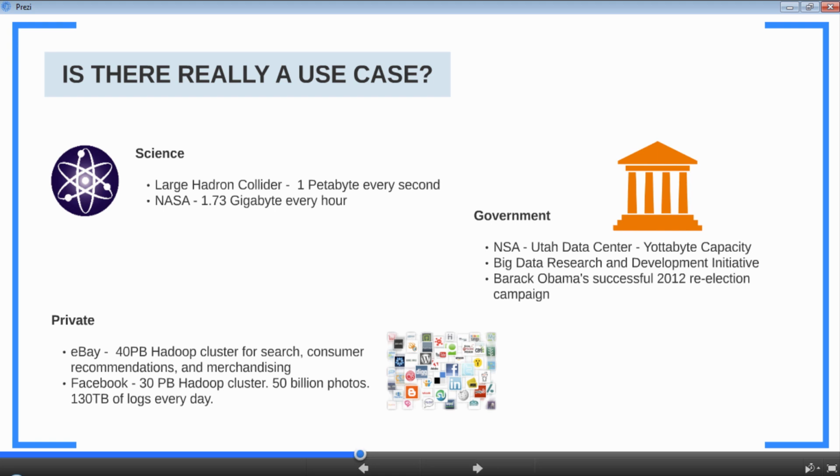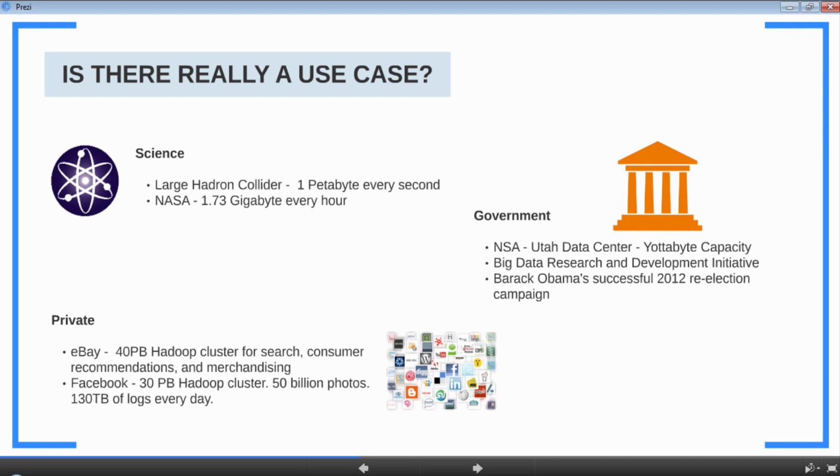Let's talk about science first. The Large Hadron Collider at CERN produces about 1 petabyte of data every second. That is right, 1 petabyte every second, mostly sensor data from their equipments. Their volume is so huge they don't even retain or store all the data they produce. NASA gathers about 1.73 gigabytes of data every hour about weather, geolocation data from their satellites, etc.